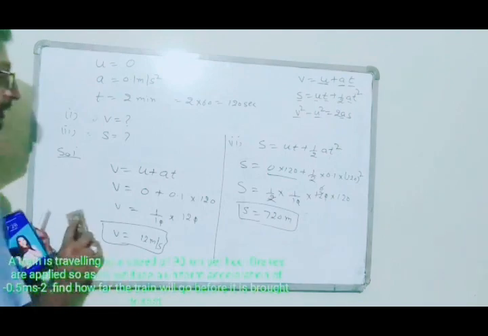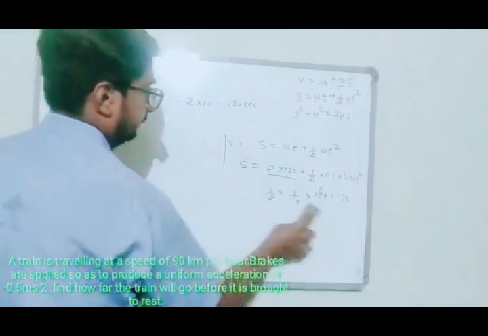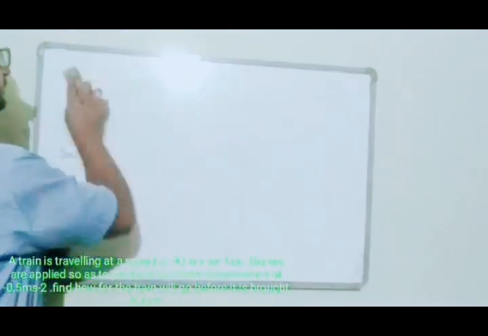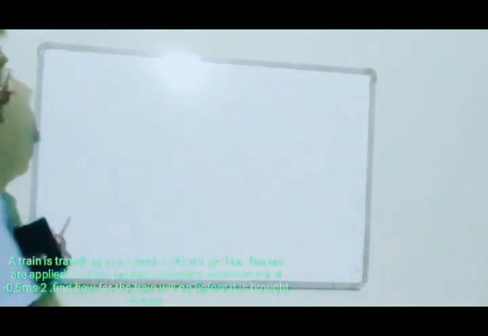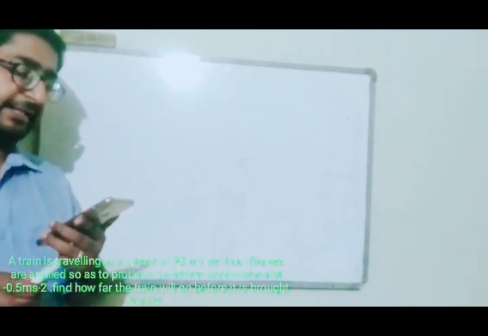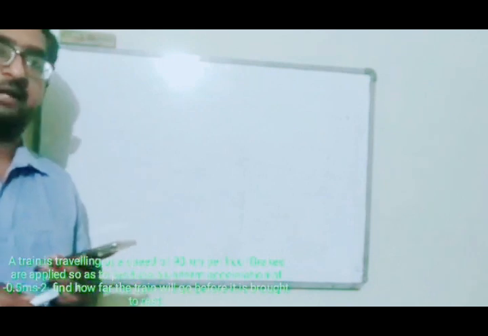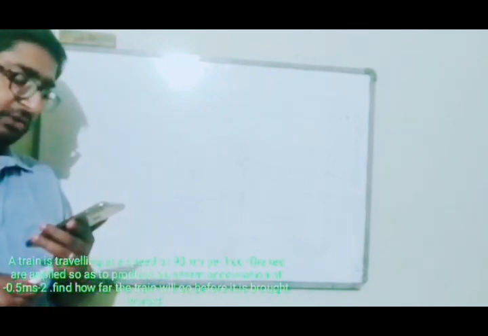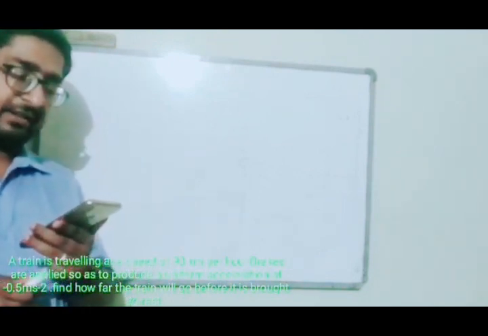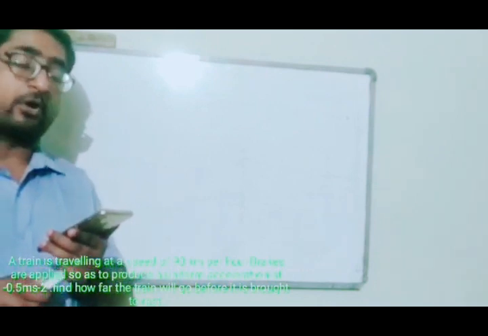Now for the second question: a train is traveling at the speed of 90 km per hour. Brakes are applied so as to produce a uniform acceleration of minus 0.5 meter per second square. Find how far the train will go before it is brought to rest.